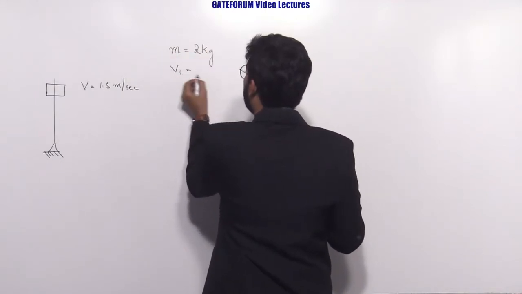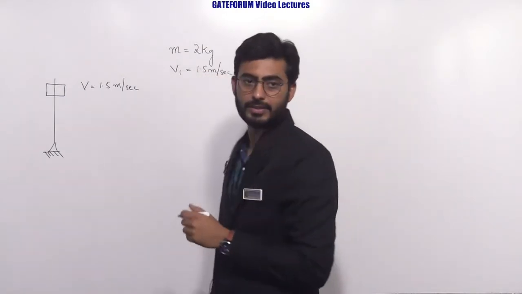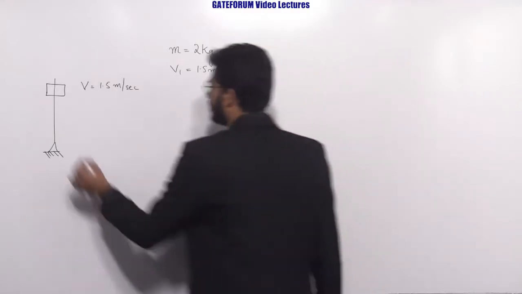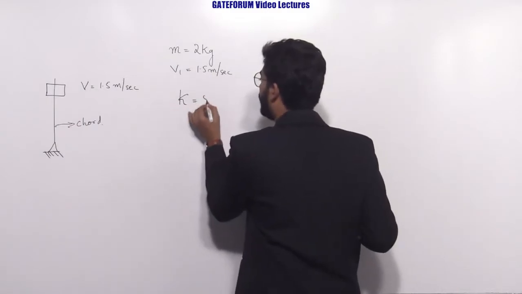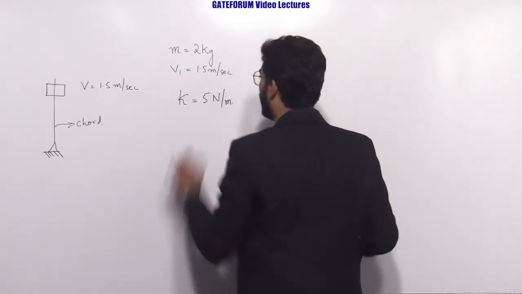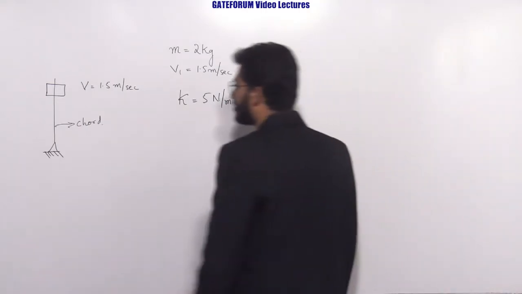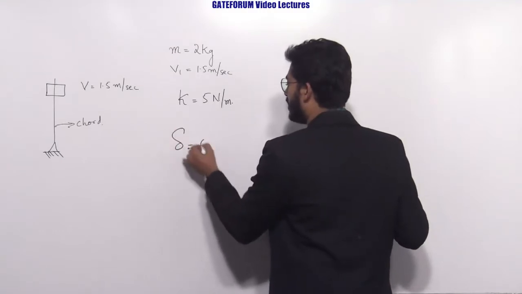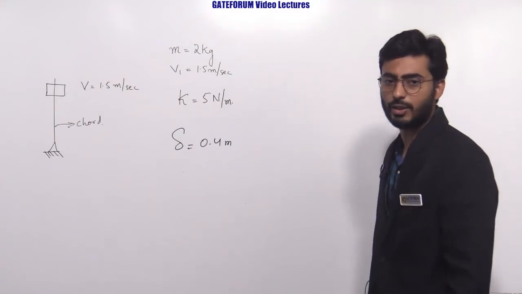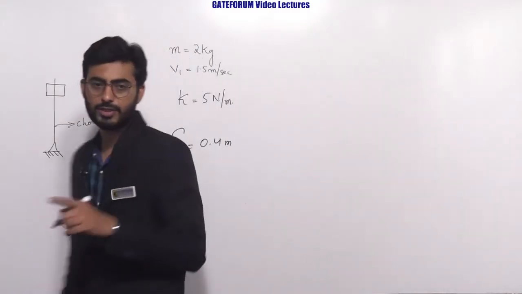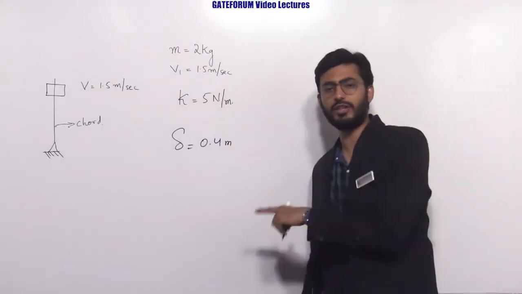The initial velocity of the block is given as 1.5 meter per second. The stiffness of the cord is 5 Newton per meter. The cord is stretched by 0.4 meters. So he is asking, when the cord is stretched by 0.4 meters, what will be the magnitude of the velocity of the block?